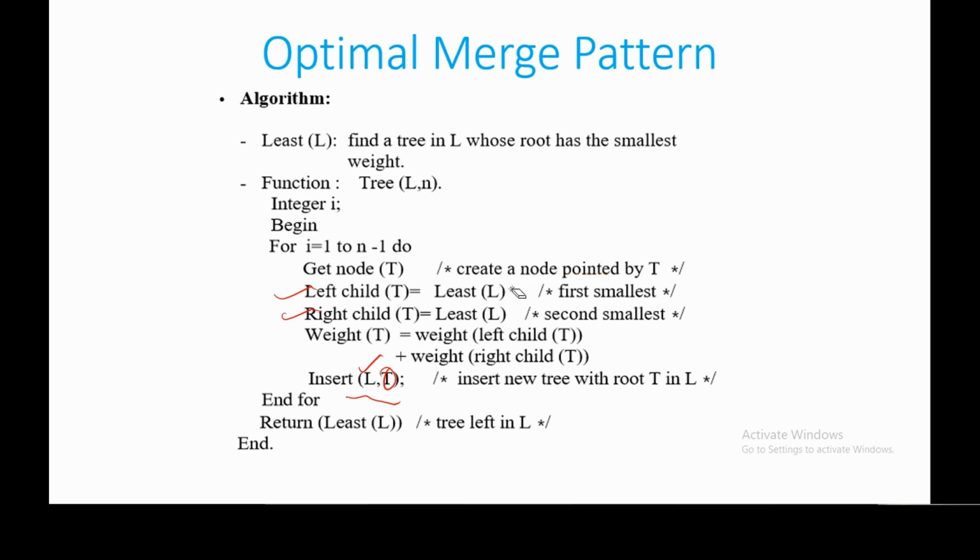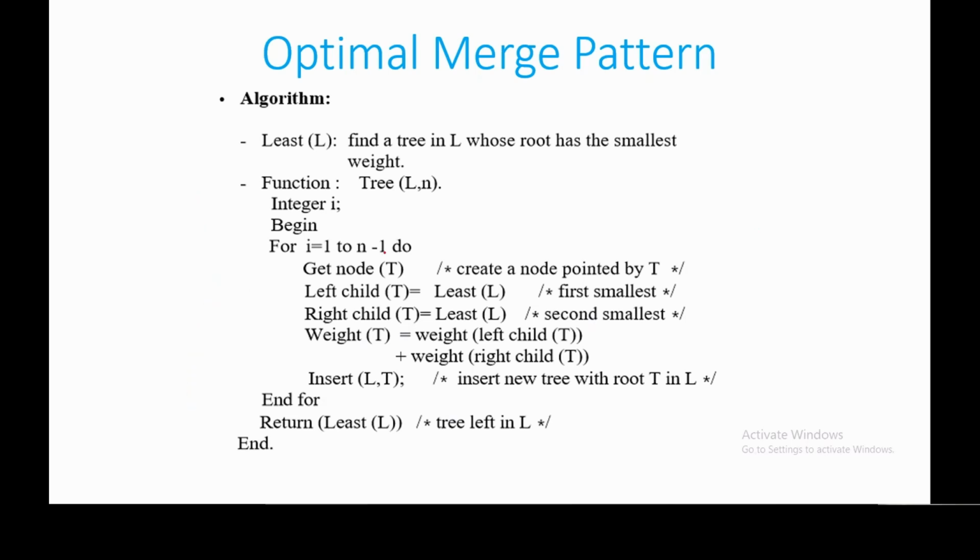So this process will be repeated again and again, means up to n minus 1 times. And after this loop terminates, we'll return that particular least cost tree. Means we will have a single tree, with the root having the minimum value. So this is the whole process.